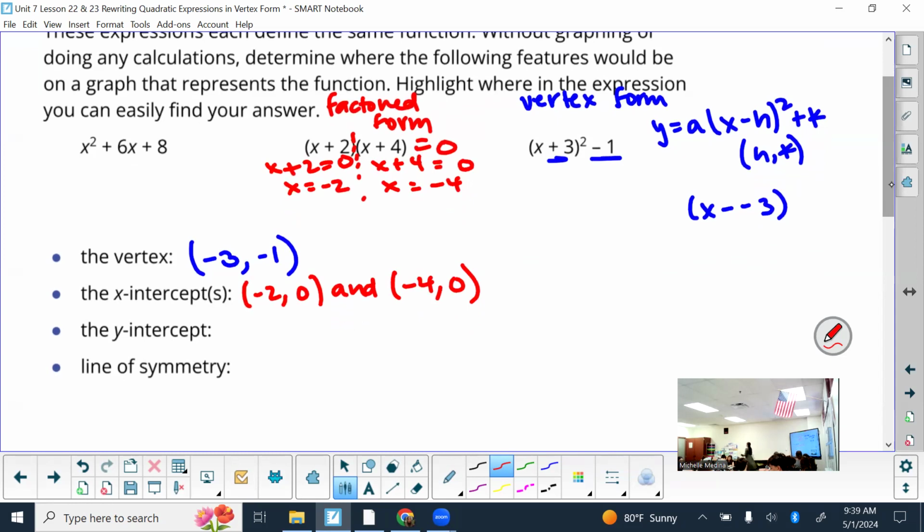X-intercepts, if it's really simple factor form like this, always have opposite symbols from how it looks here. All right, table 1, what about the y-intercept? So I can't easily see my y-intercept from the first equation. What is it? Good.